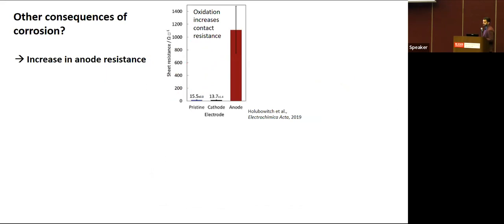Another consequence of corrosion is the increase in anode resistance. The anode is the positively charged electrode that removes anions like chloride. This figure shows the electrode resistance. Remember, in CDI we have two electrodes, the anode and the cathode. This figure shows the resistance of the electrodes after CDI cycling. You can clearly see a two orders of magnitude increase in the anode resistance compared to the cathode electrode, which was stable and comparable to pristine condition before operation.